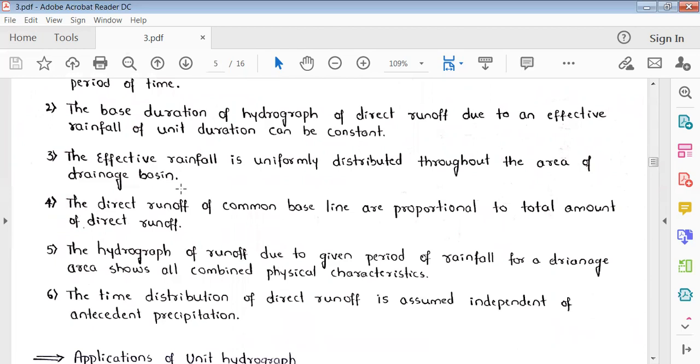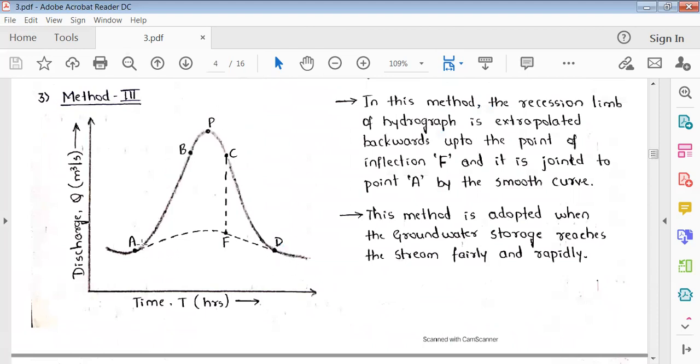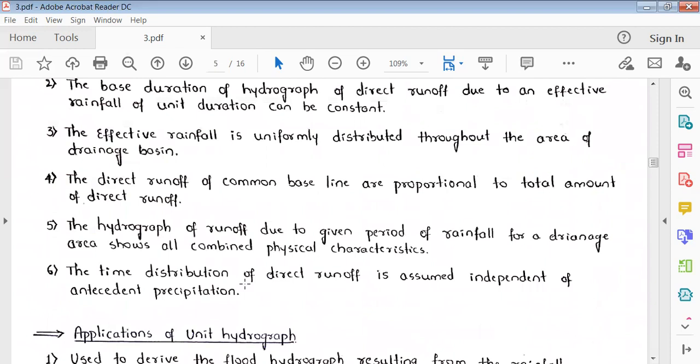Then the base duration of the hydrograph or direct runoff due to an effective rainfall of a unit duration can be a constant. That means this base separation will always be a constant, and the effective rainfall is uniformly distributed throughout the area. It is distributed throughout the area and a specific duration of time.